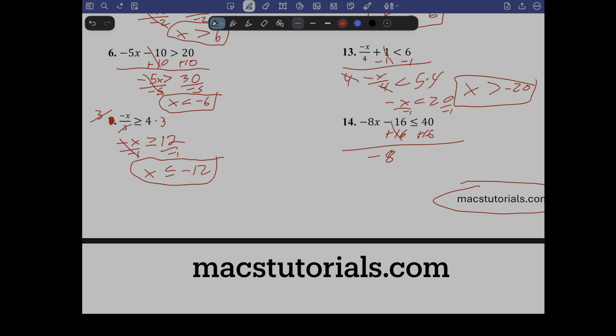Last one, I'm going to add 16 to both sides. Negative 8x is less than or equal to 56. And once I divide, I am dividing by a negative number. When multiplying or dividing by a negative number, now you have to flip the sign.